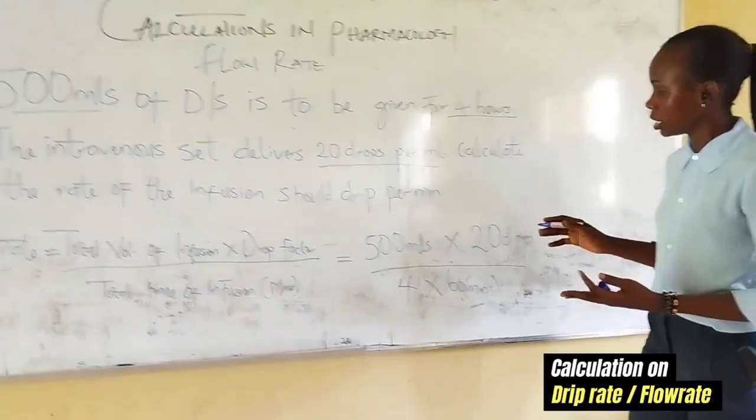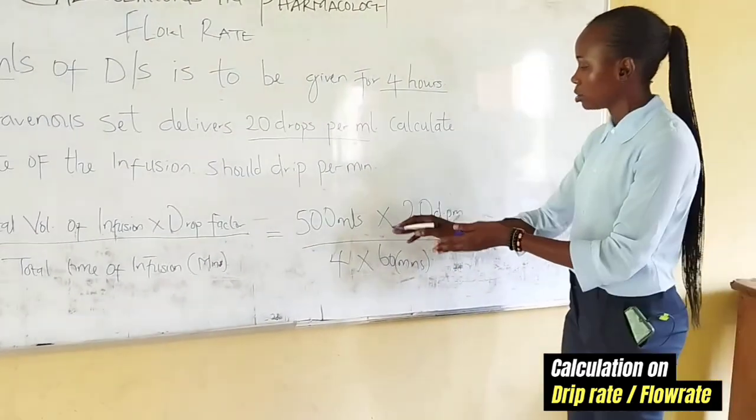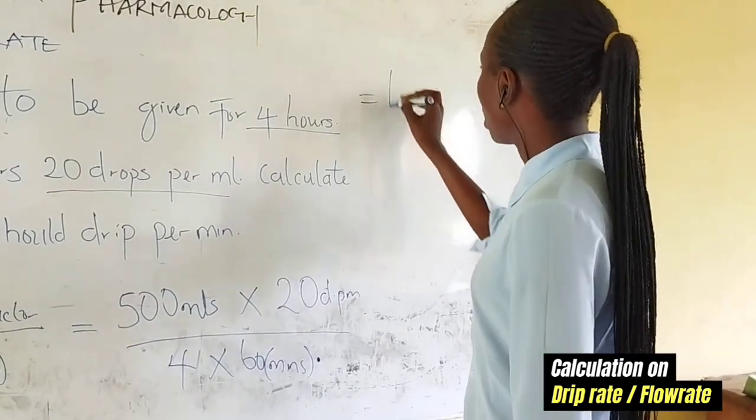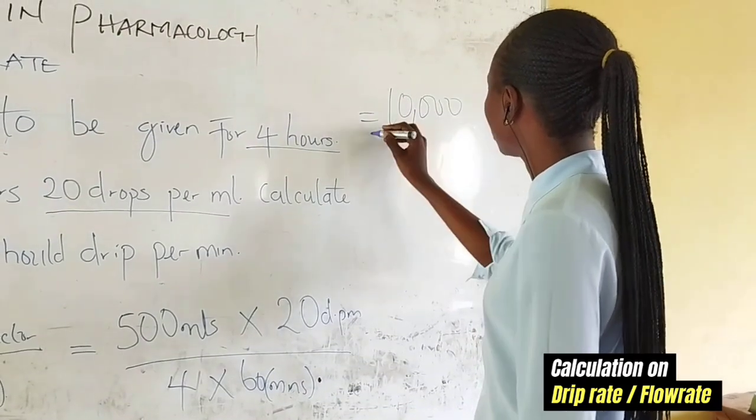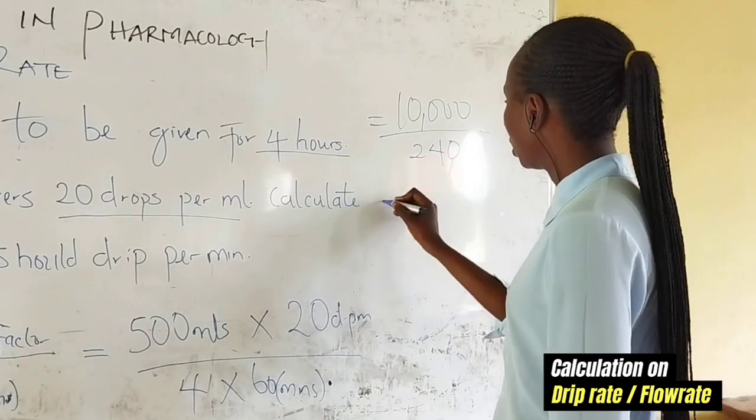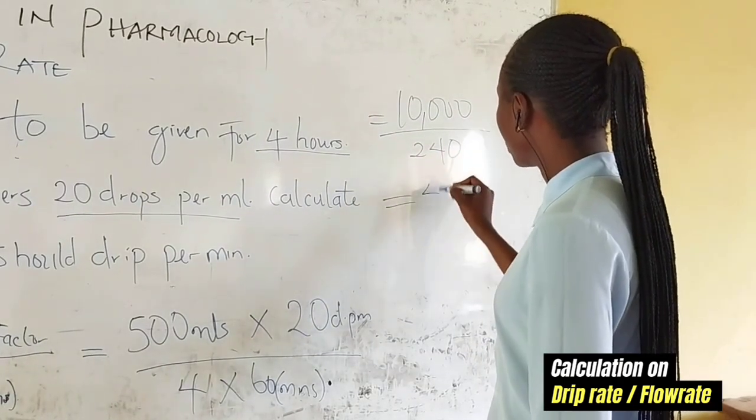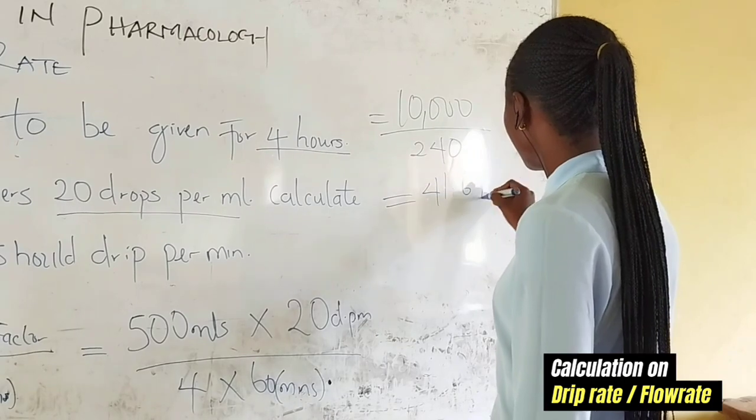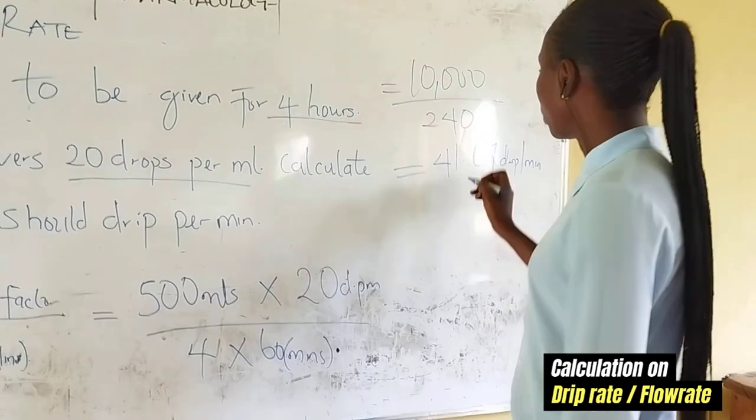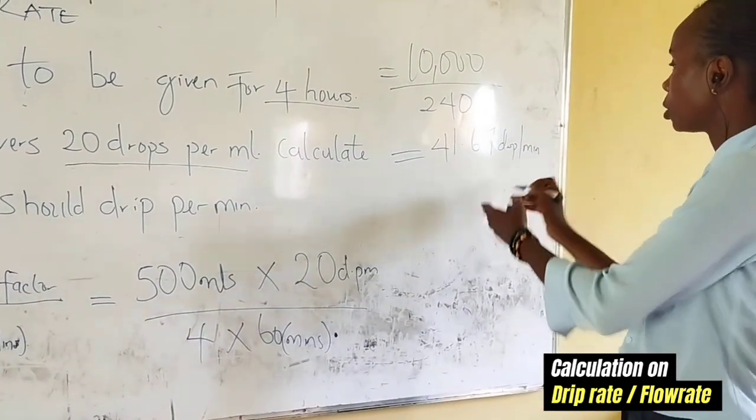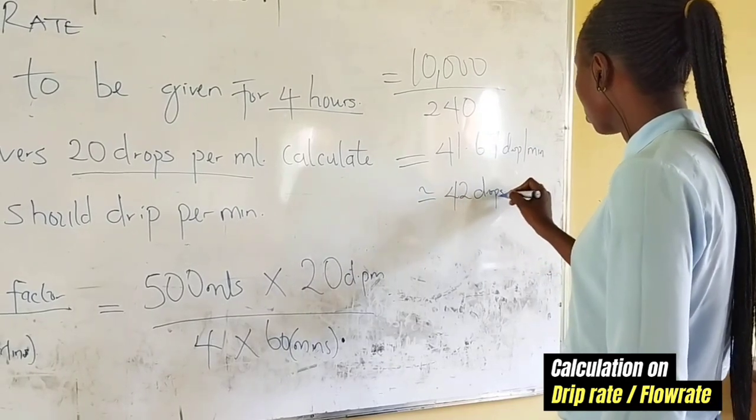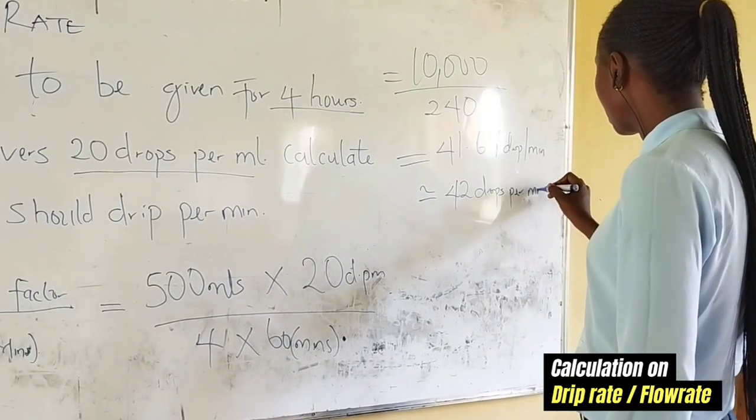So let's proceed. 500 mils times 20 drops per mil. 500 times 20 will give us 10,000, divided by 4 times 60, which is 240, which sums up to be 41.67 drops per minute. And now we can't actually go with a decimal point, so we're going to round it off to be 42 drops per minute.